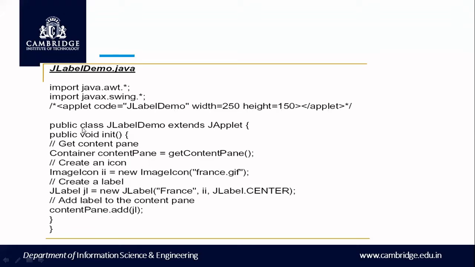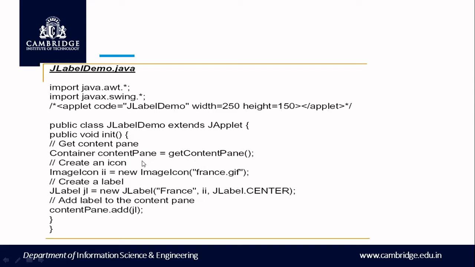Now in order to create an applet, you know that you have to extend an applet class. JApplet I have extended here. Public class JLabelDemo extends JApplet. Inside which the first function I'm going to have is my init function. Init is going to call the start and the run function also, right? So inside init, you can see here, get the content pane. First I'm getting the content pane. Container contentPane is equal to getContentPane. I'm going to get the details present inside the content pane.